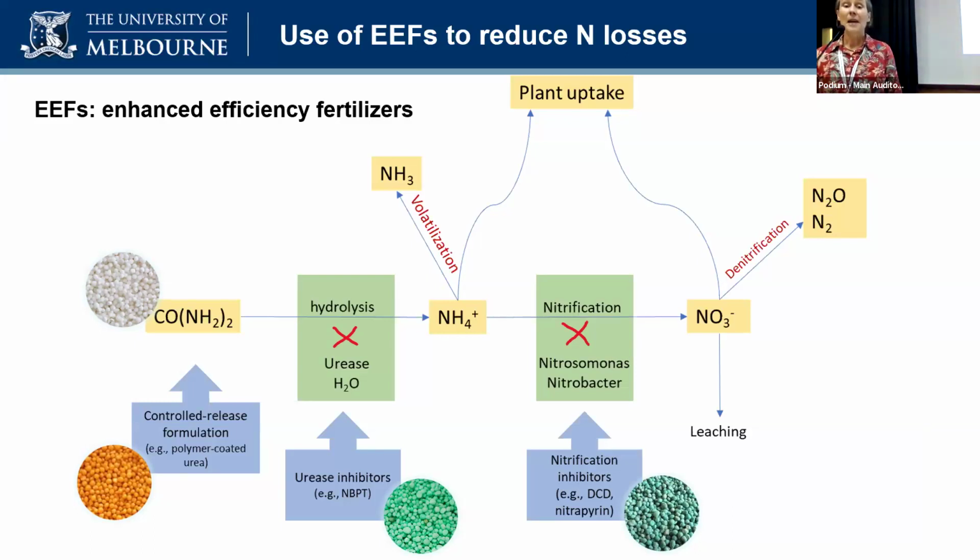The nitrification inhibitors inhibit the microbes involved in the first step of nitrification, and as a consequence reduce the production of nitrate, which reduces the risk of nitrate leaching and of denitrification losses of the greenhouse gas N2O and of N2 as well. And so at the moment there's essentially one commercially available urease inhibitor that's used worldwide, and there's a number of different nitrification inhibitors around the place.